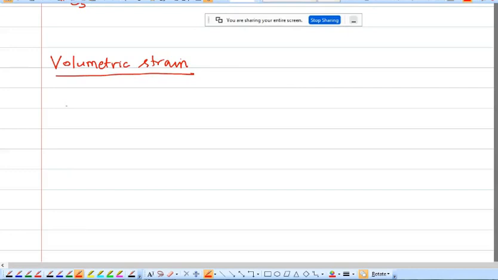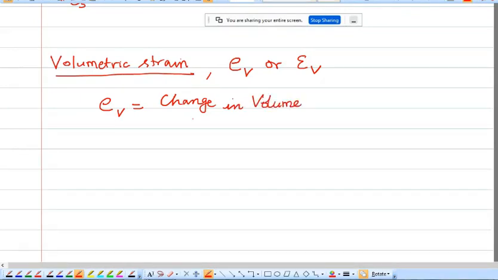Volumetric strain. Volumetric strain can be denoted by EV or epsilon V. Volumetric strain is the ratio of change in volume to the original volume.